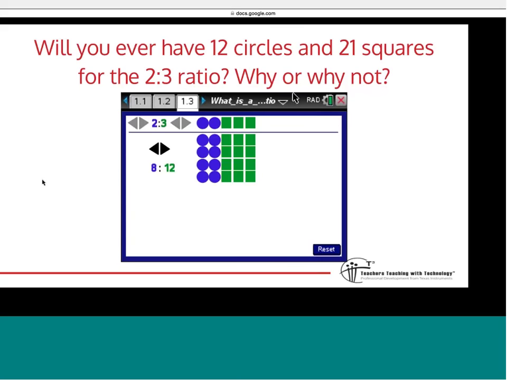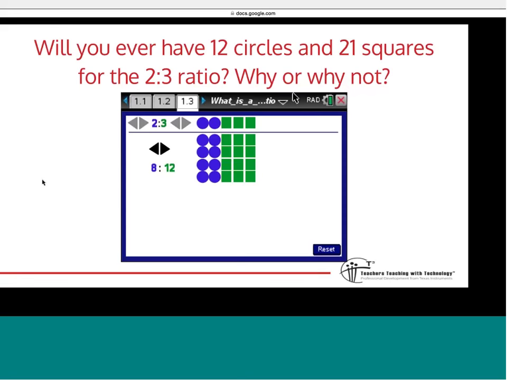So consider the thinking that we just did in answering the question about whether 12 circles and 21 squares, shown here, would be associated with the 2-to-3 ratio. You had to attend to these 2 different quantities, the circles and the squares, and the relationship between them. So that's one of the big ideas.